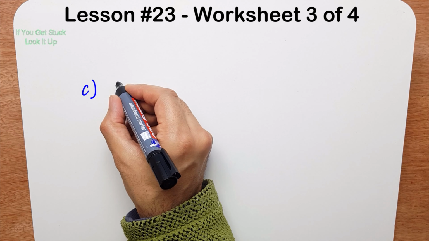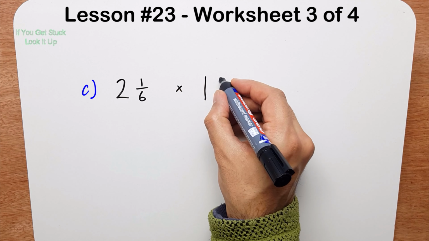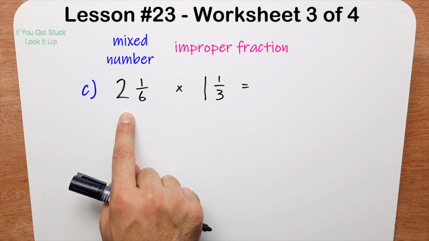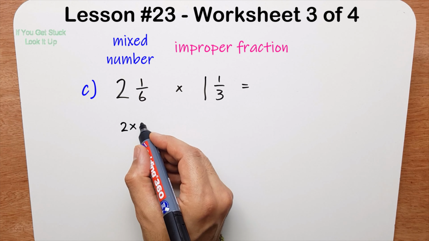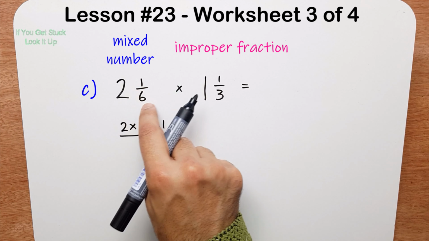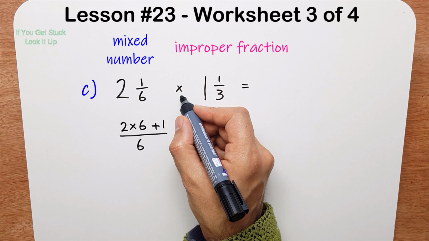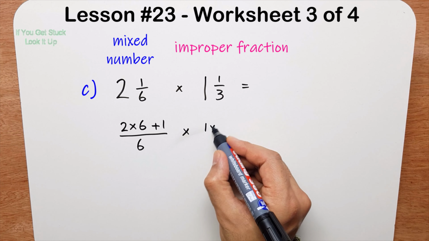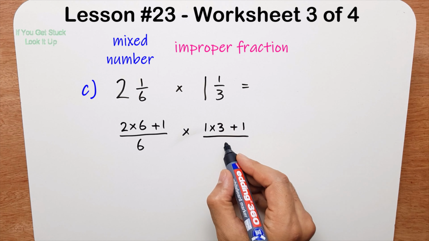My third question is 2 1/6 times 1 and 1/3. Now this is a mixed number and this is a mixed number, and I need to turn them into improper fractions. It's the big number times the bottom number. 2 times 6. Add the top number, plus 1. Fraction line, and this denominator stays the same, so the bottom number is a 6. And the same thing here. 1 times 3, plus 1. And the denominator stays the same.